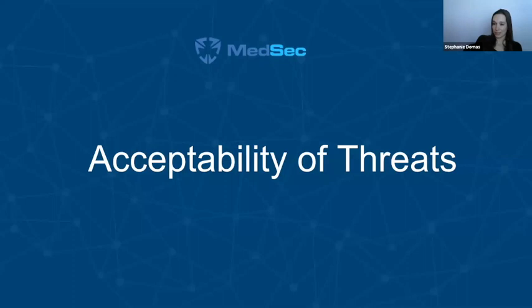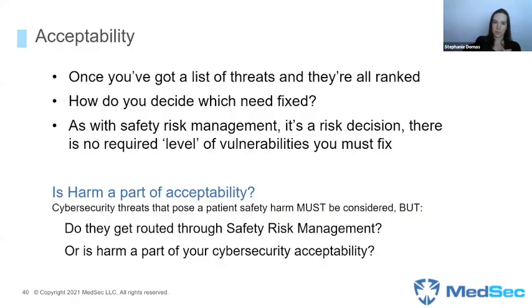So next is acceptability of threats. At some point you have to draw, where is that line in the sand, right? Where am I deciding this is acceptable or this is something I need to do something about? So once you've got that list of threats, how do you decide what needs fixed, right? As with safety, it's a risk-based decision, right? There is no required level of vulnerabilities for you to fix or threats for you to tackle.